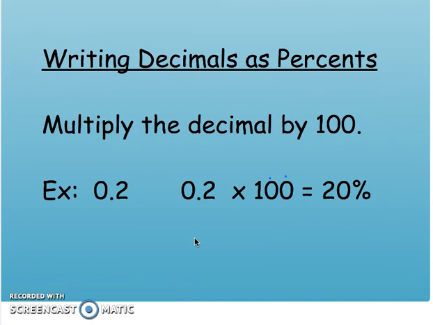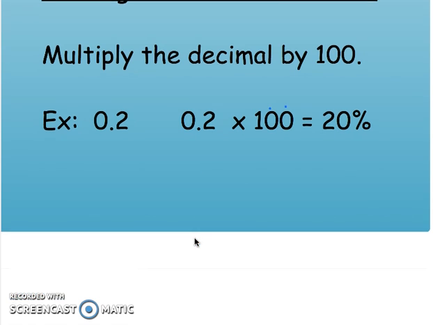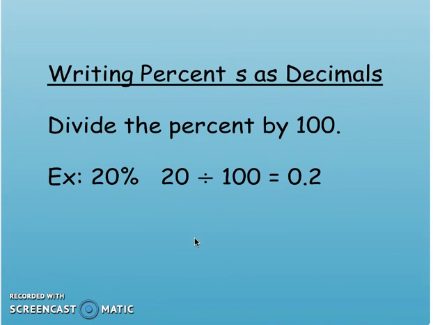Writing decimals as percents. To write a decimal as a percent, multiply the decimal by 100. Example, 2/10. 2/10 times 100 gives us 20%. Writing percents as decimals. Divide the percent by 100. For example, if we have 20%, we can divide that by 100, giving us 2/10.